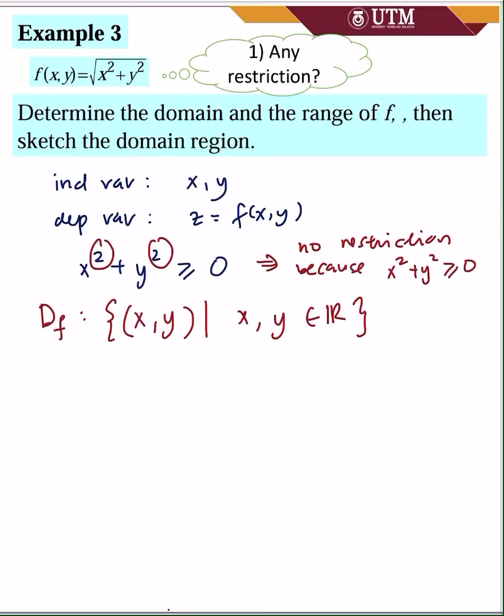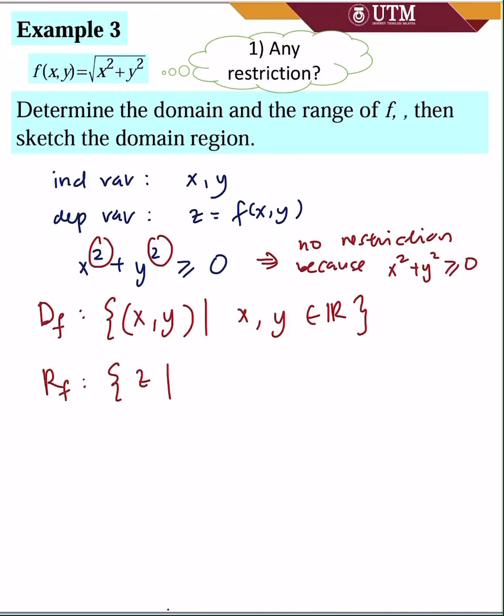Therefore, how about the range? In this case, the range must also be greater than or equal to 0, because the minimum value is 0. If we take any number, the minimum value is 0. Therefore z is greater than or equal to 0, because we have the sum of squares.